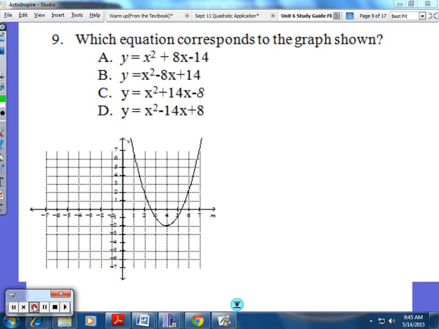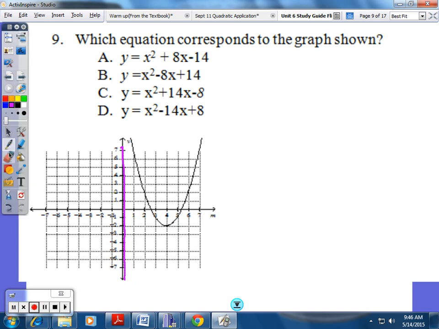Okay, number 9. They ask us to find out which equation corresponds to the graph that they gave us. So we can tell a lot of things from our equations. We can tell the y-intercept by looking at the last number or the constant. This graph does not cross the y-axis, so that doesn't help us. So now the other thing that we know is we can find the axis of symmetry.